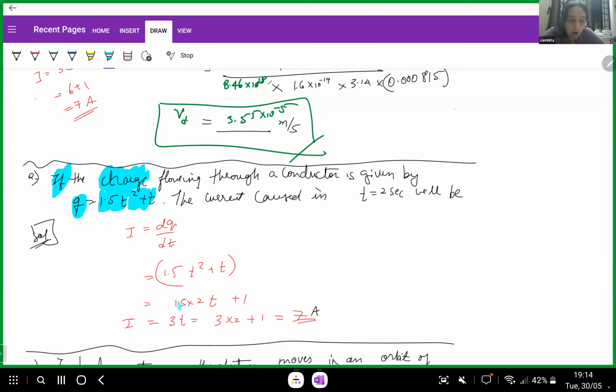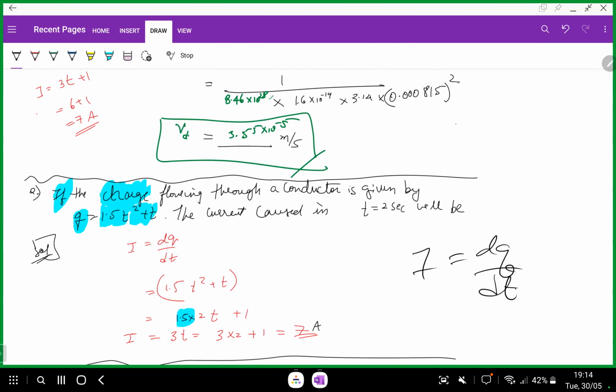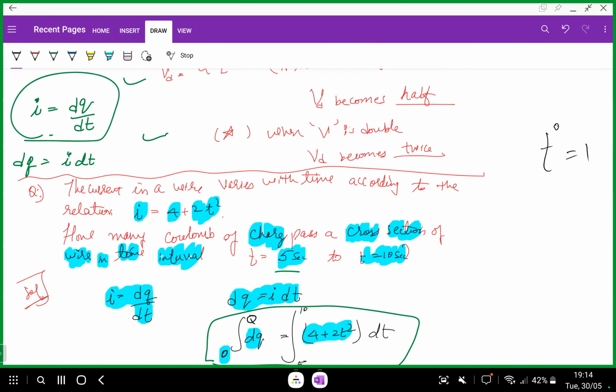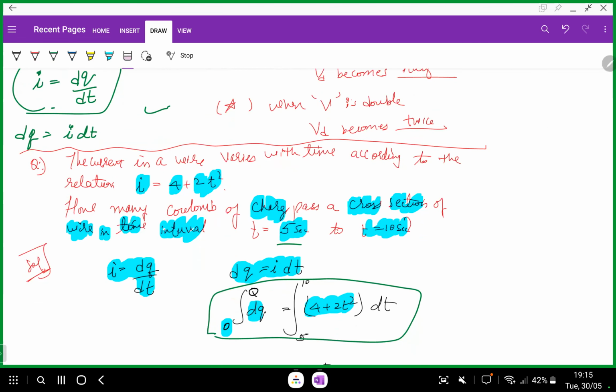So how do we know when to integrate and when to differentiate in a question? See what is given here. If the charge flowing through a conductor is given, find the current. So I equals dq by dt. Now once again, see the previous question. Current in a wire is given by I equals something, and they asked us to find how many coulomb of charge. So they asked us to find charge, that is why we integrated there. This is the difference between these two questions. Clear?